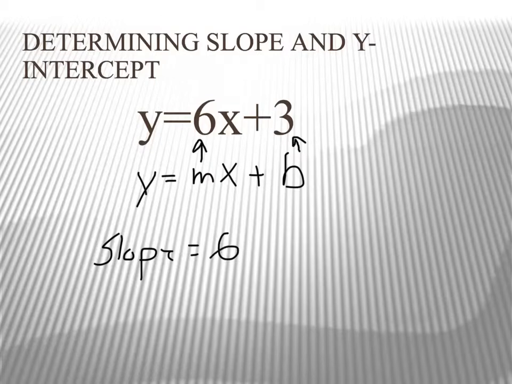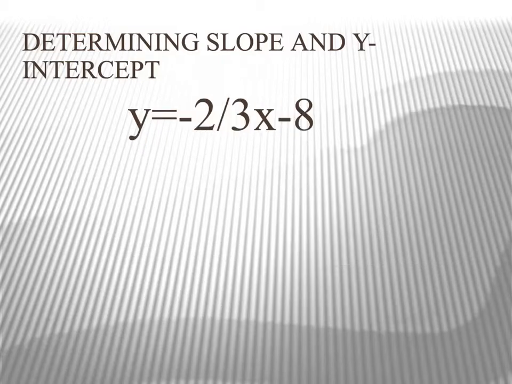And our y-intercept is replaced by a 3. So it's crossing the y-axis at 3. We'll cross at that point. And with a slope of 6, that means we go up 6 and over 1. And then we'd have the graph of our line. So from that equation, we found our slope and our y-intercept.